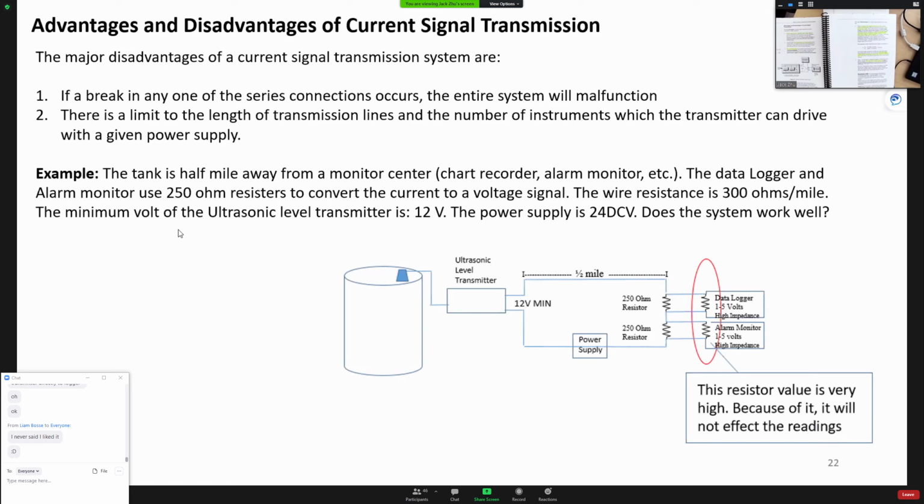Then the minimum voltage this ultrasound transmitter requires is 12 volts. If you don't give it 12 volts, this ultrasound transmitter is not going to work. And they choose a power supply of 24 volts. They ask you, is the system going to work well?